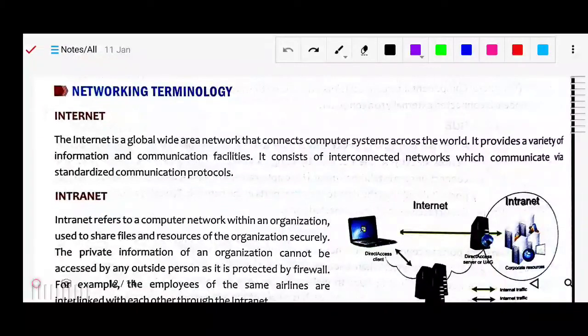Good morning, students. Today we will continue chapter 8, networks. So, our next topic is networking terminology.